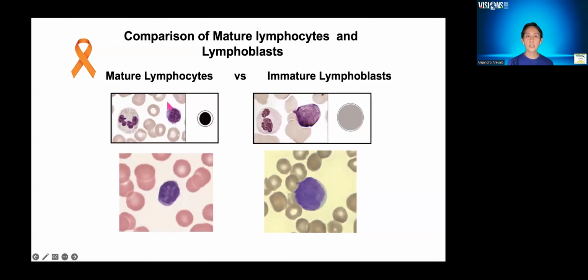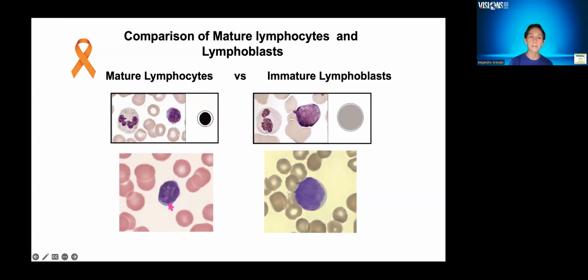So to differentiate your mature lymphocytes from your lymphoblasts, mature lymphocytes tend to have a very round spherical nucleus, and the most distinguishing feature would be the chromatin pattern, wherein the chromatin appears condensed, almost similar to a soccer ball morphology, wherein you have condensed dark areas and light areas.